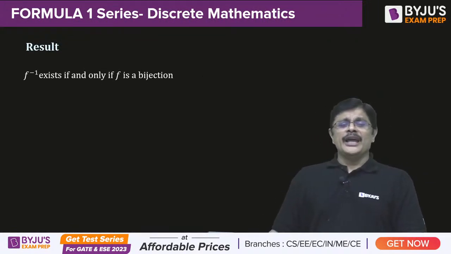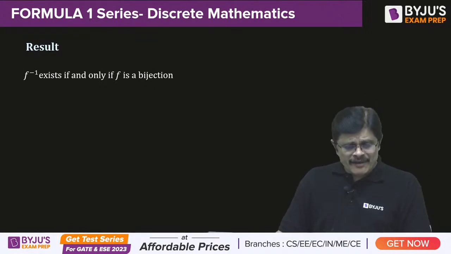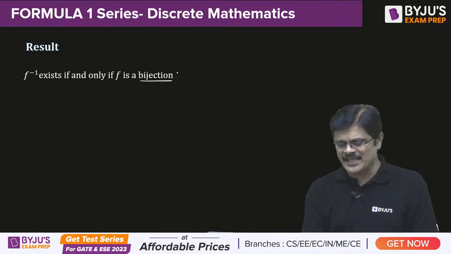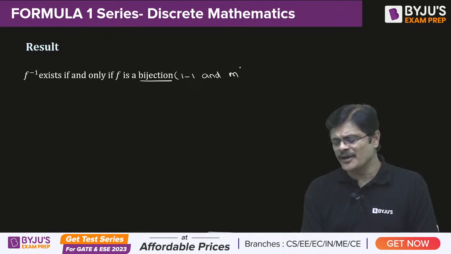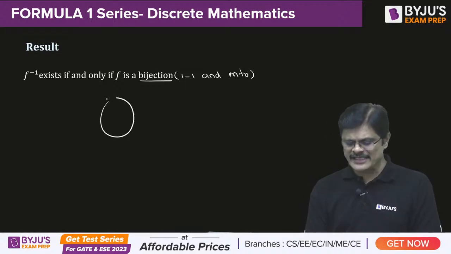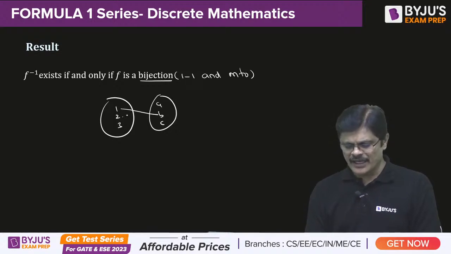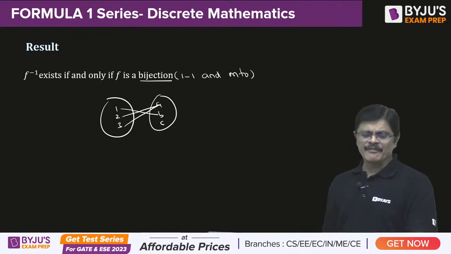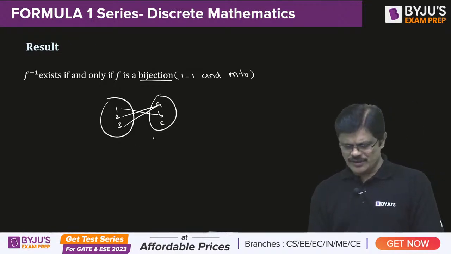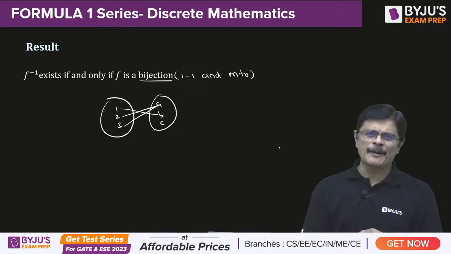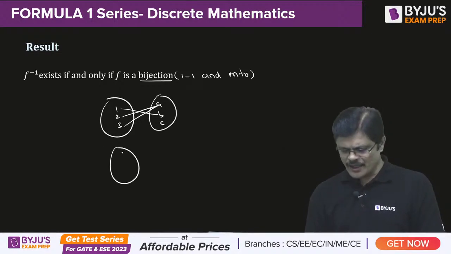And f inverse is possible only when the function is both one-one and onto. That is what you mean by bijection. Bijection means both one-one and onto. Then only we can have inverse, my dear friends. See, for example, you consider this particular function. This is neither one-one nor onto. If you do the reverse part, it cannot be a function. Now look at this, sir.